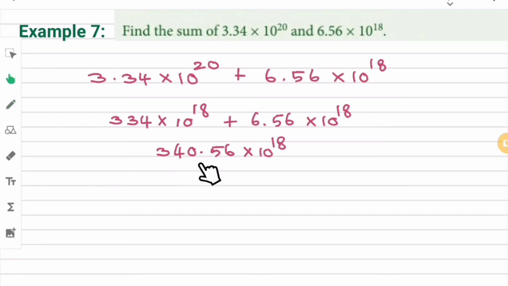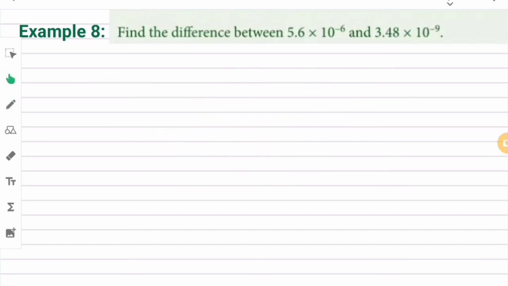While you are going to write it in exponential form, the number a should be greater than or equal to 1 and less than 10. So move towards left. You can write it as 3.4056 into 10 to the power 20. Okay? And now the last sum, we are going to find the difference.